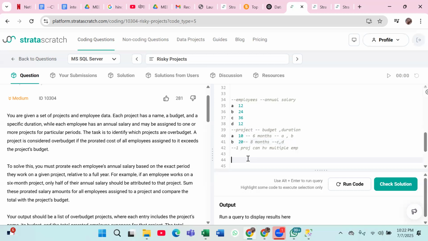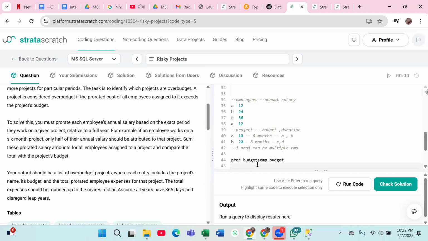We want to have those projects which are over budget. That means project budget is greater than your employee budget. How will you do that? Is my question clear with everyone? To shorten it for you, we just want to have over budget projects. How will you do that?